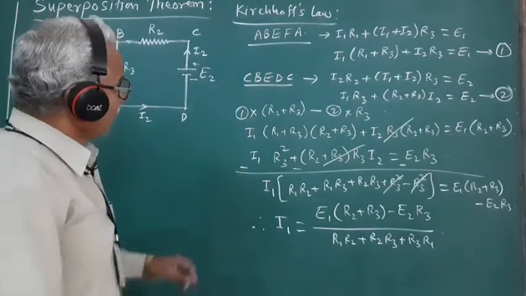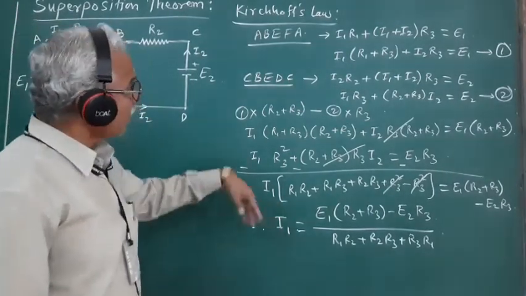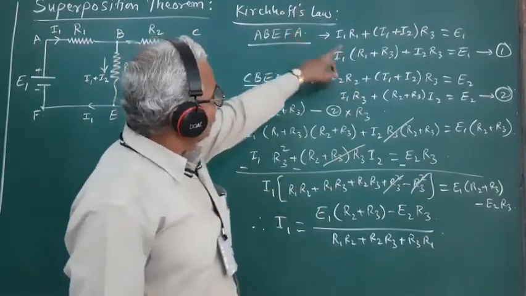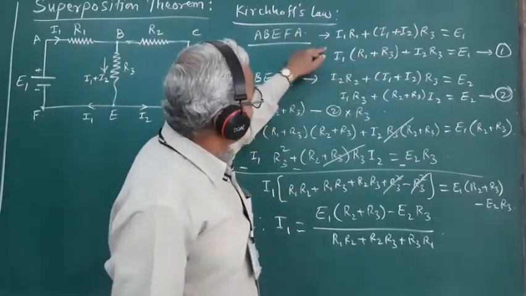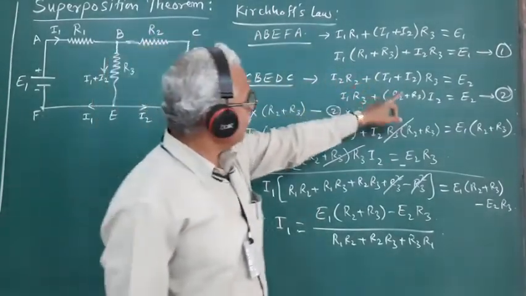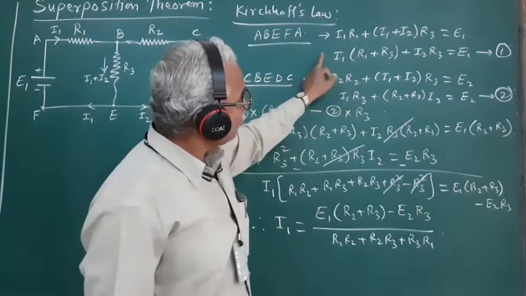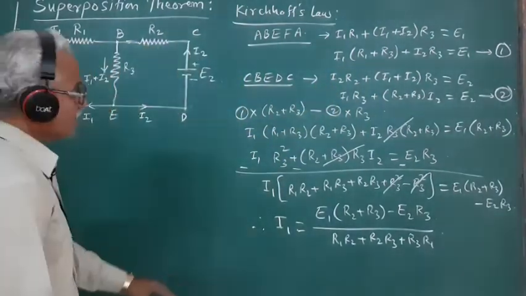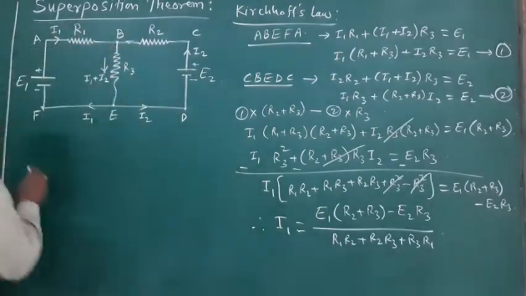And similarly, we can obtain the expression for I2. To obtain the expression for I2, we have to eliminate I1 from equations 1 and 2. So, let us write this expression for I1 here.